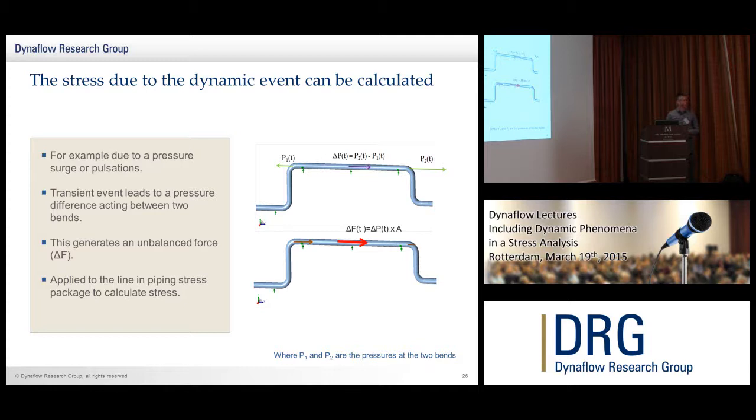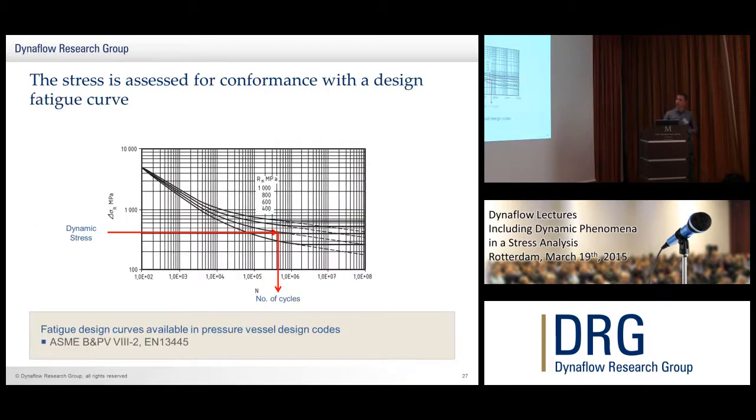Okay? And this pressure difference between the two we can use to generate a force, or an unbalanced force, acting on the piping. Okay? That unbalanced force we can bring into our piping calculation to actually calculate what are the stresses arising in the system. Okay? Then once we've calculated those stresses, we can then use that dynamic stress to calculate what is the allowable number of cycles for a given scenario. Okay? And we can do that with a design curve.